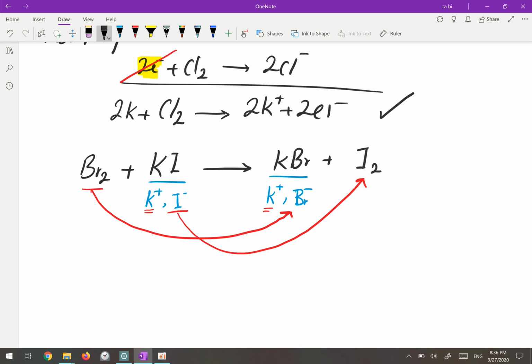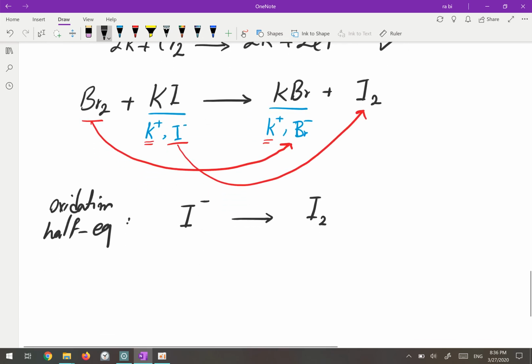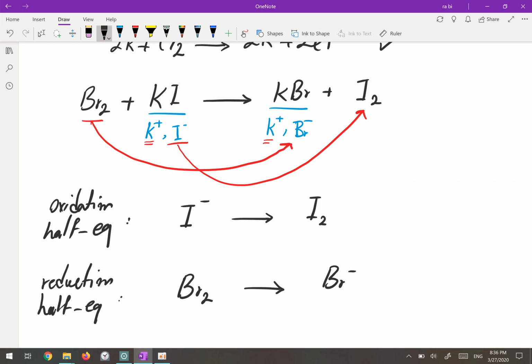So I can write these two half equations. First I write the oxidation half equation. In the oxidation half equation, I minus is converted to I2, and then I have the reduction half equation. In the reduction half equation, Br2 is converted to Br minus. Okay, these two half equations are not balanced.